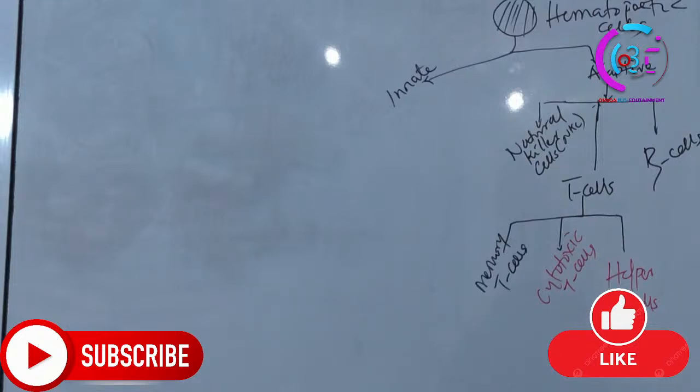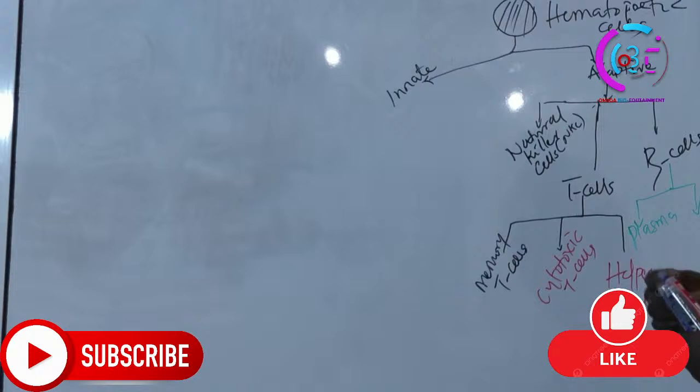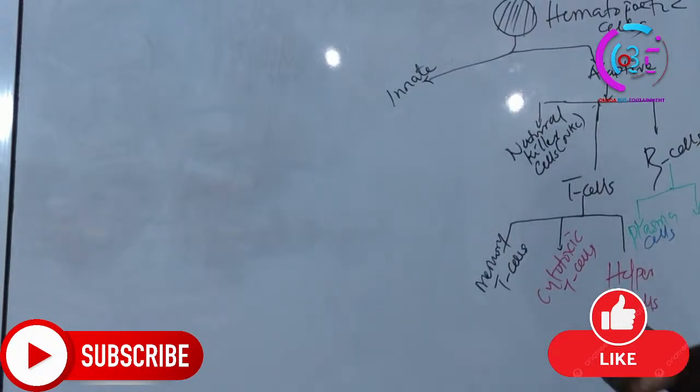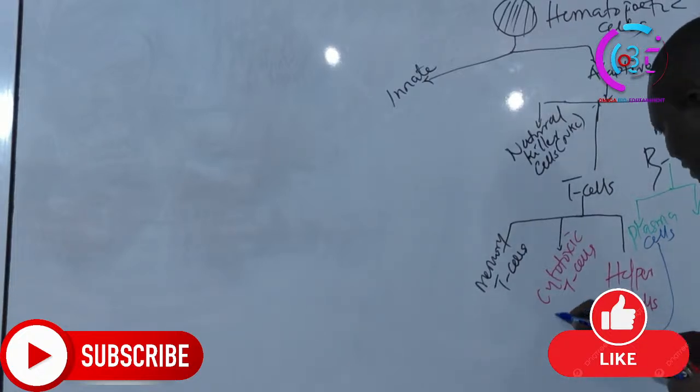So let's now see what the B cell aspect of the adaptive immune system is made of. They have two arms. The first one is plasma cells. So these plasma cells are what will eventually give rise to what is known as an antibody.